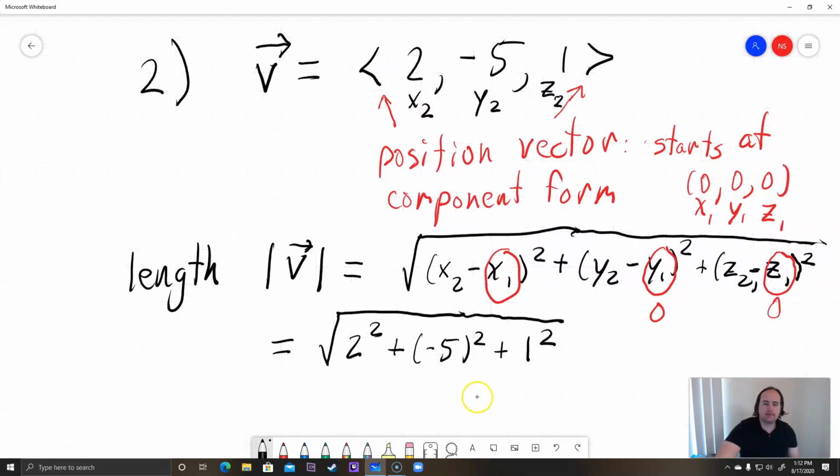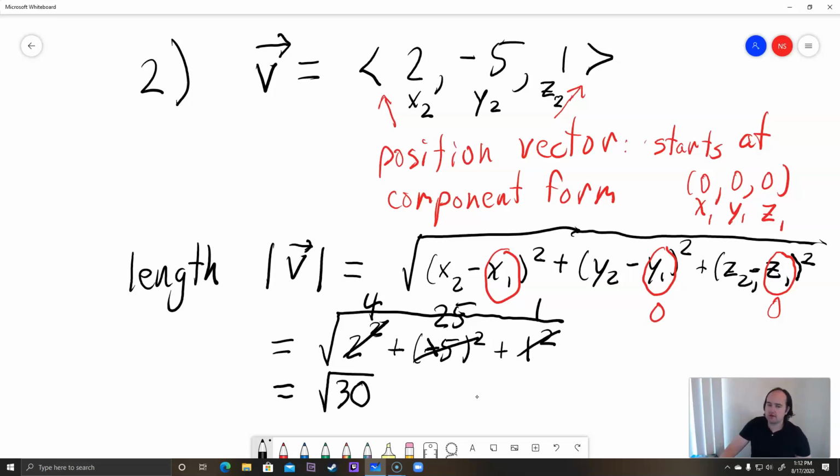Okay, so with that, it's actually a lot easier to find the length of a position vector. And again, a position vector starts at 0, 0, 0. So how do we simplify this? Well, 2 squared is 4. And then negative 5 quantity squared, the minuses cancel when you're squaring, so that gives us 25. So we have 4 plus 25 plus 1 squared is 1. So after we do all this, we have 4 plus 25 is 29 plus 1 is 30. So we actually get the square root of 30.